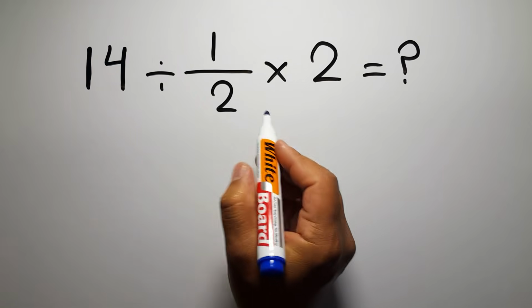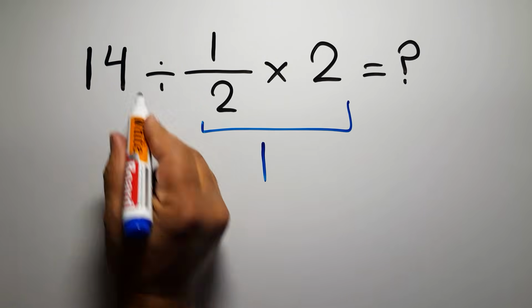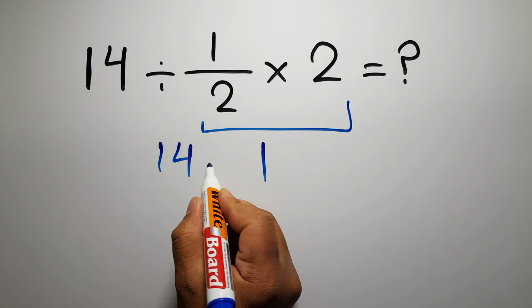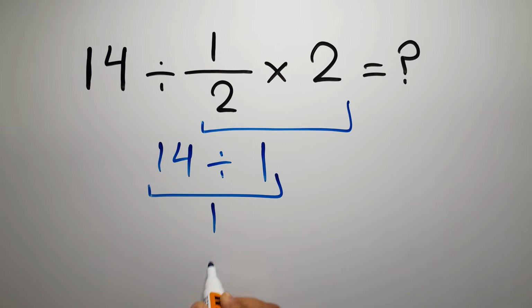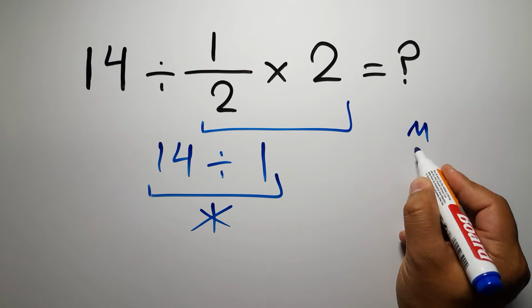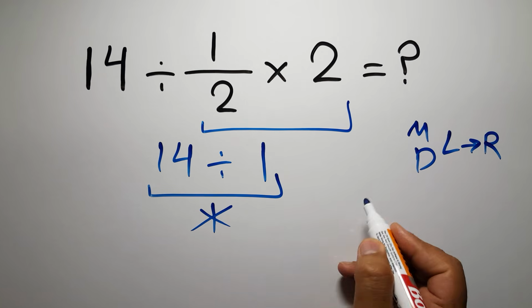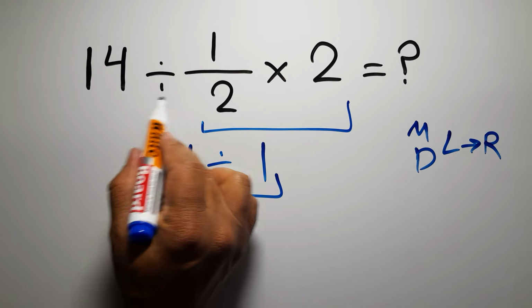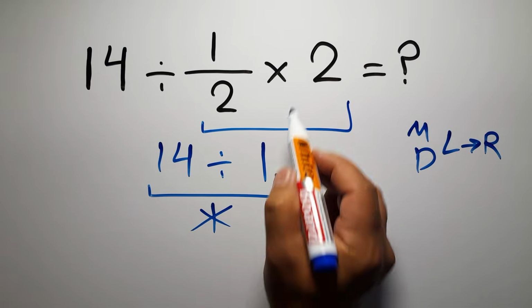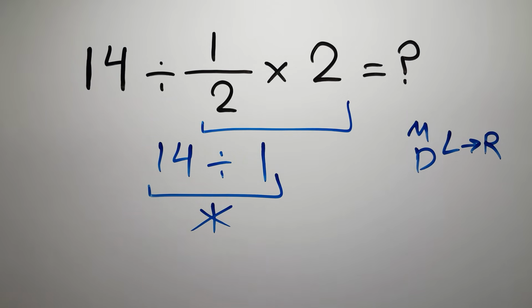First we do this multiplication, 1 over 2 times 2, which equals 1, and 14 divided by 1 is just 1. But this answer is not correct, because according to the order of operations, multiplication and division have equal priority, and we have to work from left to right. So here first we have to do this division, not this multiplication. If you do this multiplication before this division, it is wrong.